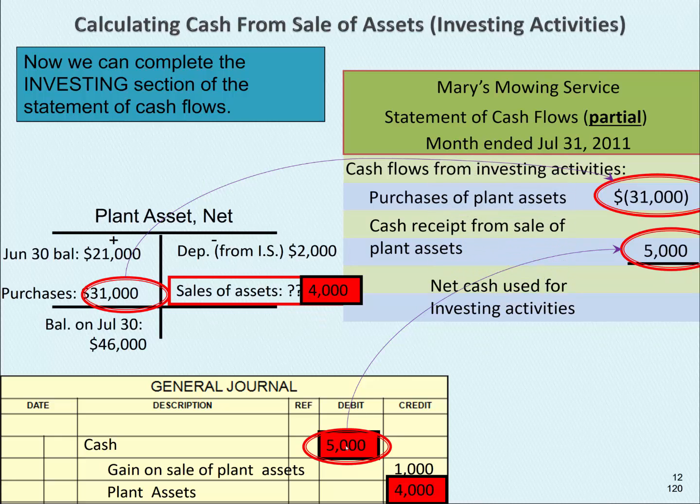Now we can calculate our net cash used for investing activities. A negative 31,000 plus 5,000 gives us a negative 26,000. So in this company's investing activities, they are using cash. And what do they use cash for? The net amount of 26,000, because they are purchasing more plant assets than they are selling.